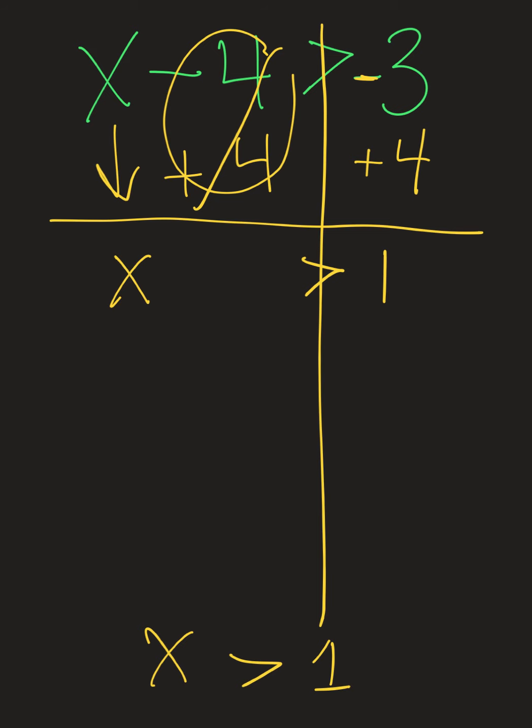To graph this, I'm going to draw myself a number line. I'm going to put a 1 where I'm going to put my circle. Now this is not an equal to symbol, so I'm just going to leave an open circle. And I am going to shade everything to the right because x is greater than 1. I'm going to actually write that out: x is greater than 1.